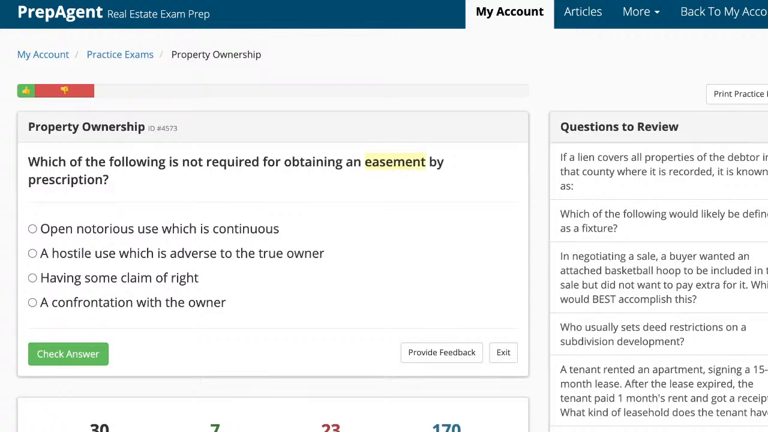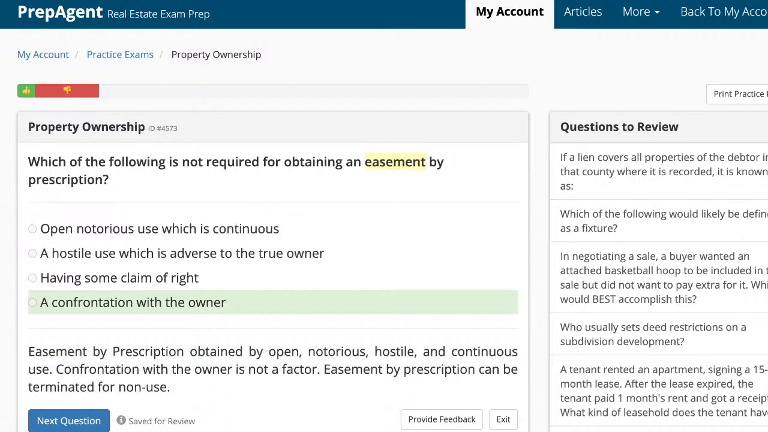Which of the following is not required for obtaining an easement by prescription? A, open notorious use, which is continuous. B, a hostile use, which is adverse to the true owner. C, having some claim of right, or D, a confrontation with the owner? And the answer is D. Excellent job, guys. You guys are doing great.